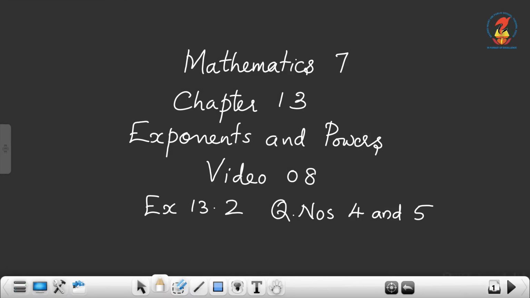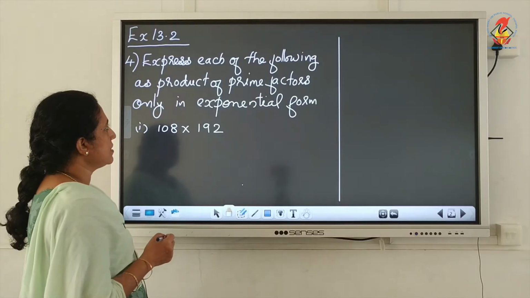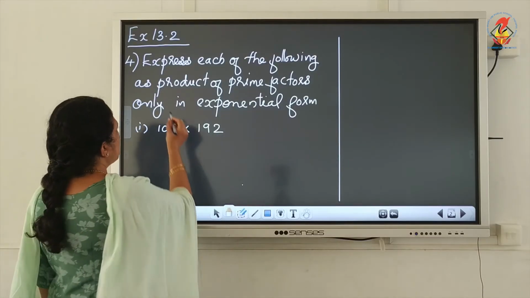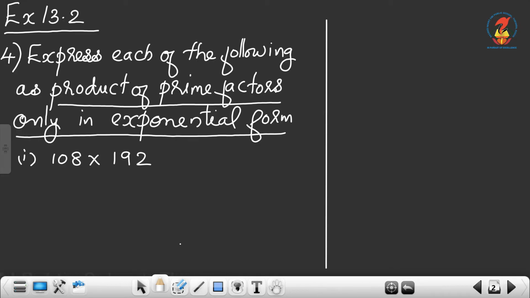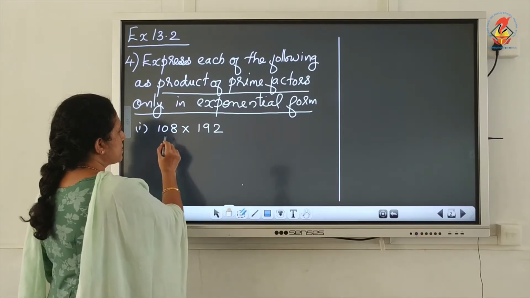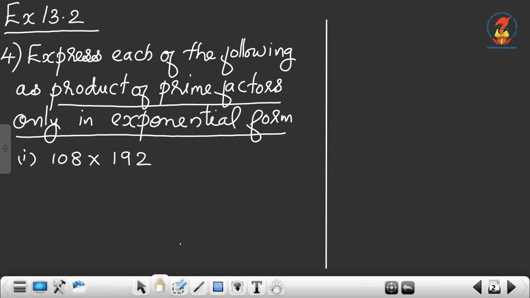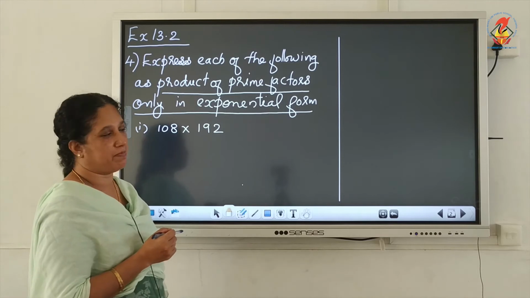We continue with exercise 13.2. Now, fourth question: express each of the following as a product of prime factors only in exponential form. So you have to express these numbers as a product of prime factors, and after that you have to express them in exponential form.